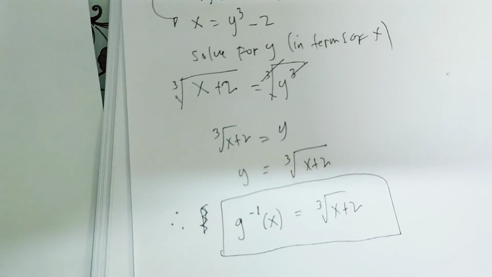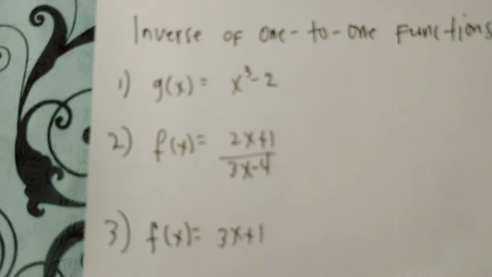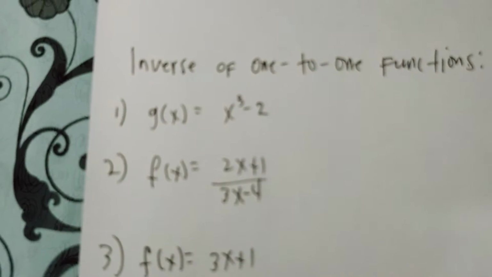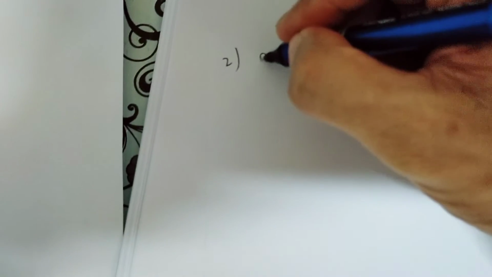Okay? Next, number 2. Let us answer number 2. Ayun. f of x equals 2x plus 1 over 3x minus 4. Let us rewrite.